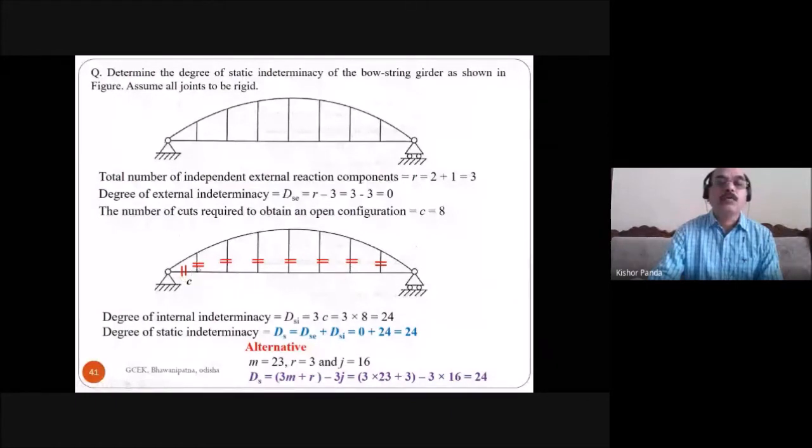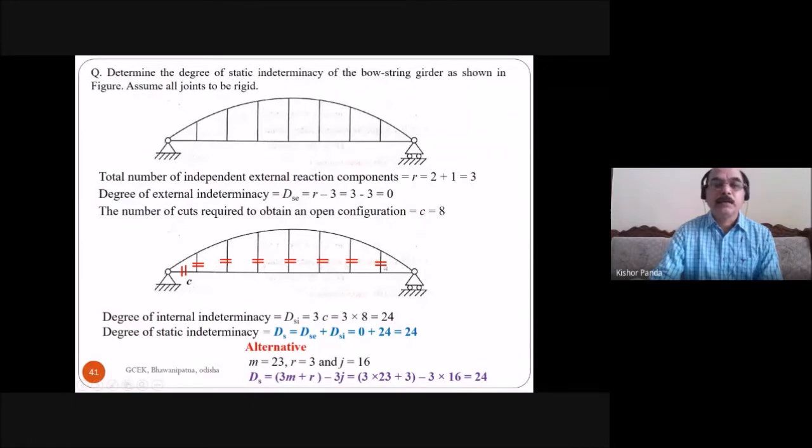1, 2, 3, 4, 5, 6, 7, 8. So 8 chords are required to convert the indeterminate structure to a determinate structure. Degree of internal static indeterminacy, DSI, is equal to 3 into C, where C is the number of chords. 3 into 8 is equal to 24.